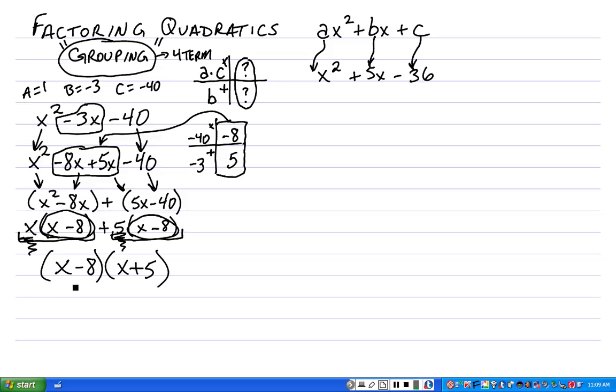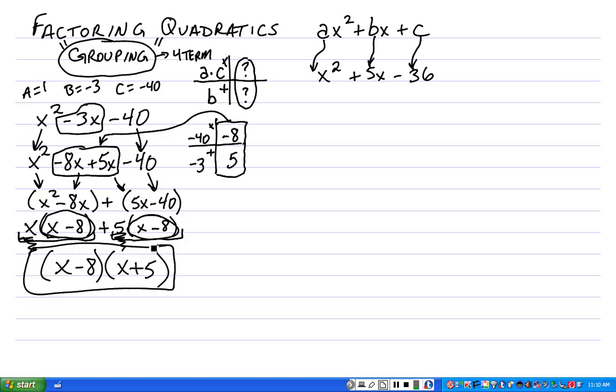And if you notice, first times first would give me my first. Last times last would give me my last. Outside would be a positive 5x. Inside would be a negative 8x. Negative 8x plus 5x is a negative 3x. Okay? So we found our answer.